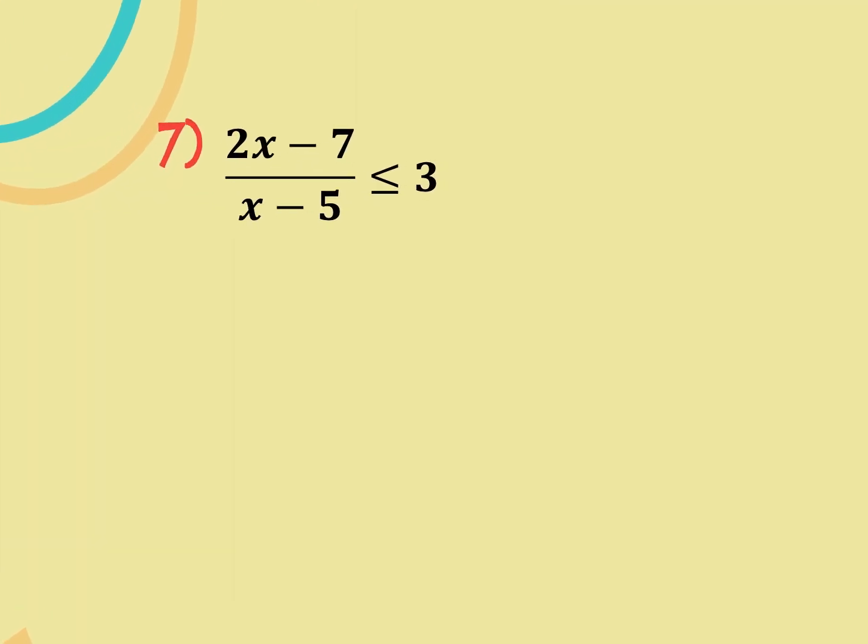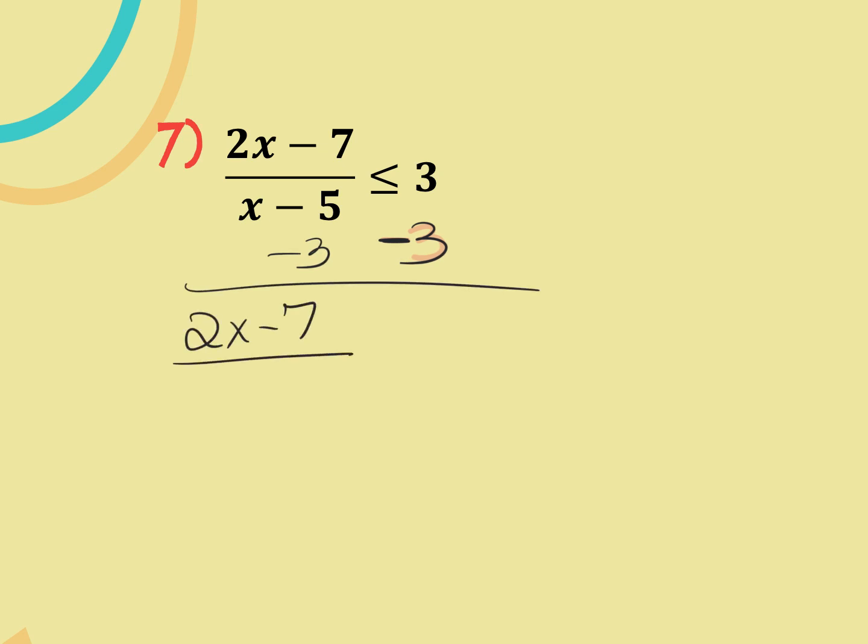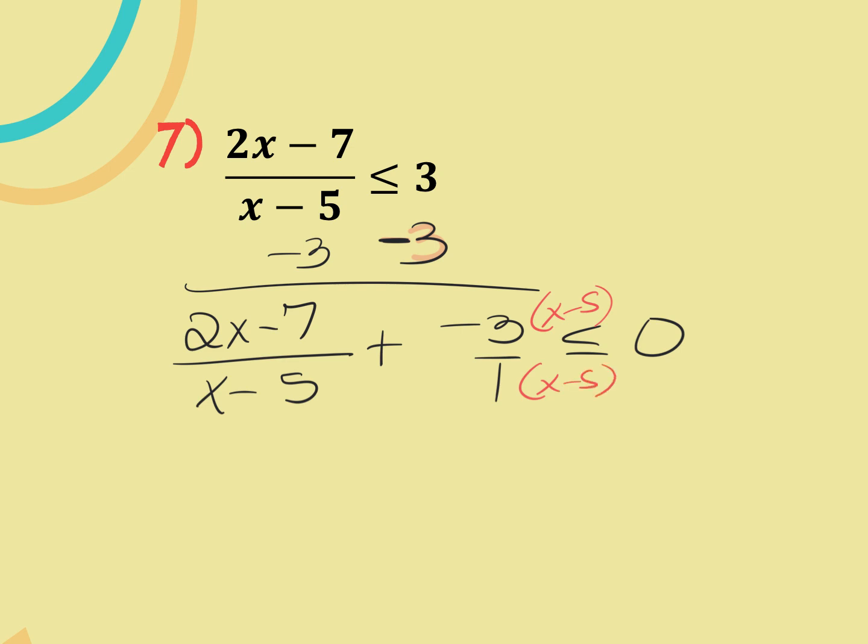So again, I'm going to move the 3, subtract it from both sides. So 2x minus 7 over x minus 5 minus 3 less than or equal to 0. So I could put a 1 here. And again, I'm going to do like a keep flip change, and I'm going to make this a plus and then make that a -3 there. My LCD is going to be the x minus 5. So this one needs it. Multiply it to the top and the bottom.